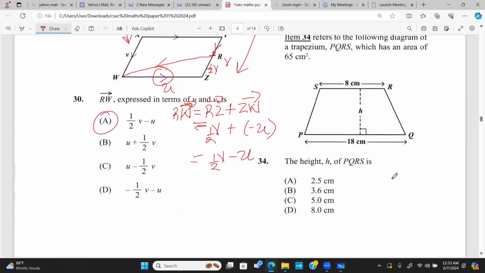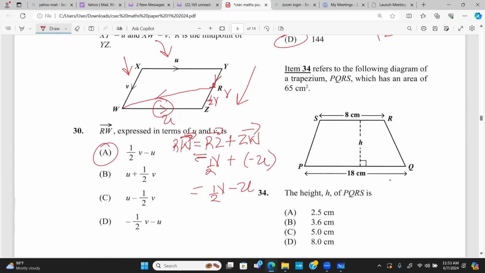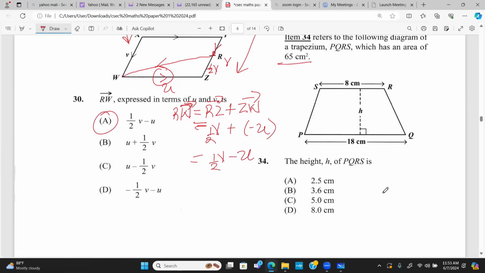The height of this trapezium. So basically, let's see what we got. It has an area of 65. So 65 is equal to half the sum of the parallel sides times h. So let us take our time. We can multiply both sides, it depends on what you want. So let me break this down.